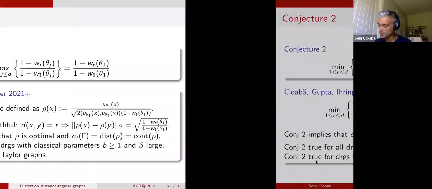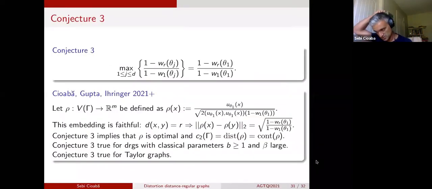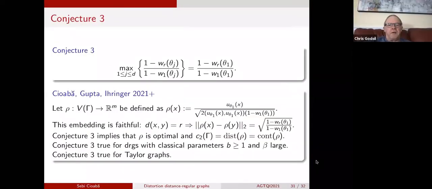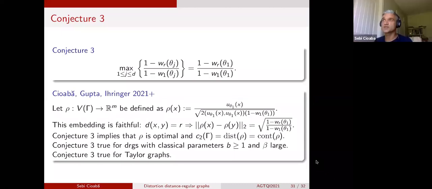But we don't have it for this one. You're saying conjecture 3 is true for Taylor graphs, so that's double covers, antipodal double covers of complete graphs. Yeah. What about covers with larger index? We didn't find any. So yeah, that's the other thing.